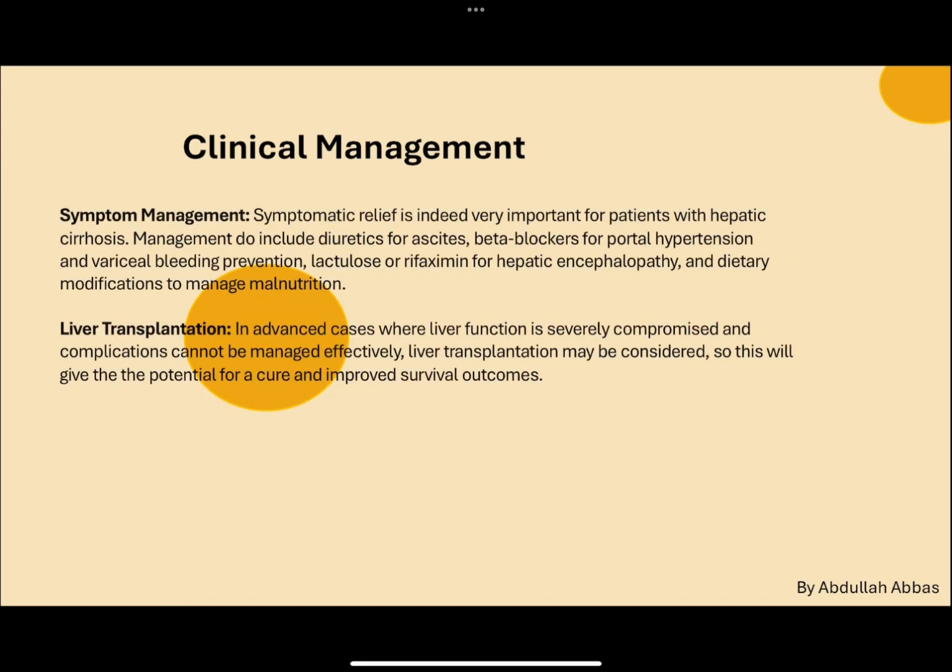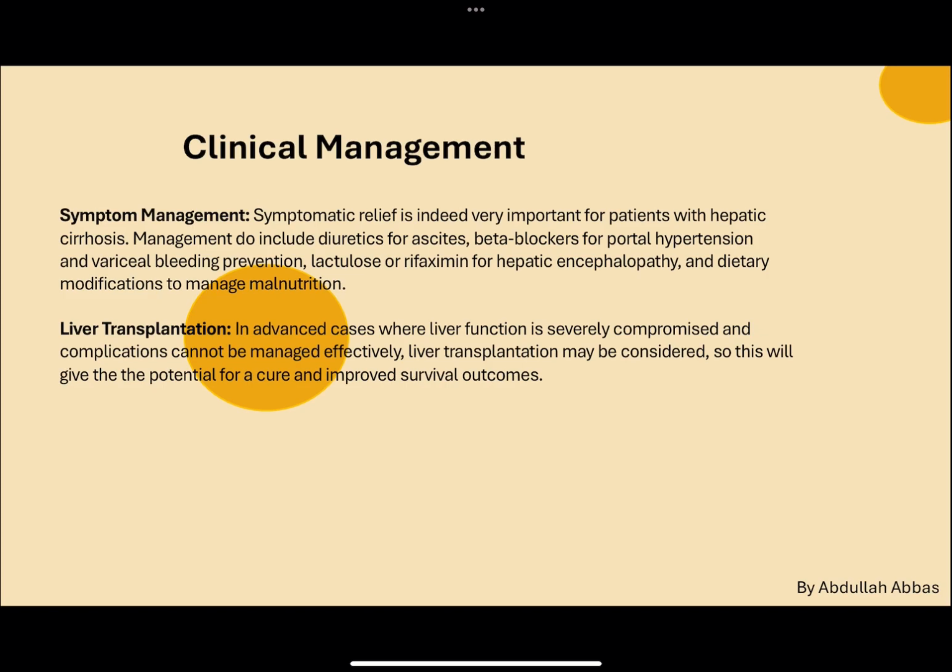Third one is the symptom management. Symptomatic relief is indeed very important for patients with hepatitis C. Management includes diuretics for ascites, beta blockers for portal hypertension and variceal bleeding prevention, lactulose or rifaximin for hepatic encephalopathy, and dietary modification to manage malnutrition.